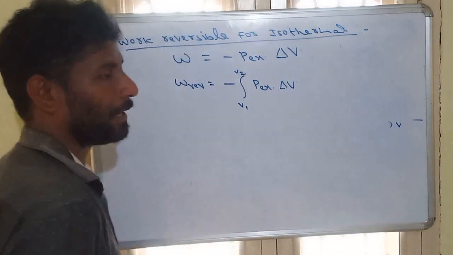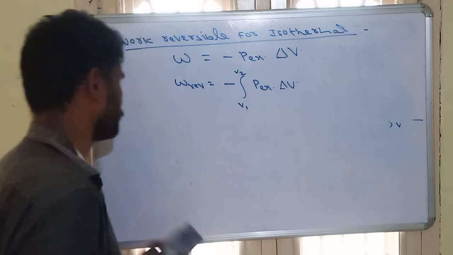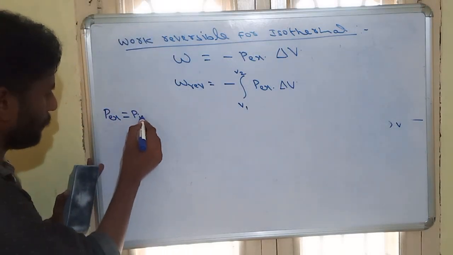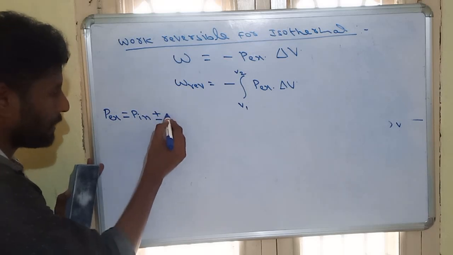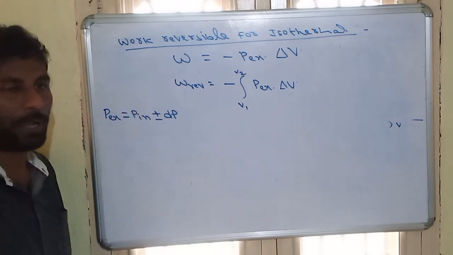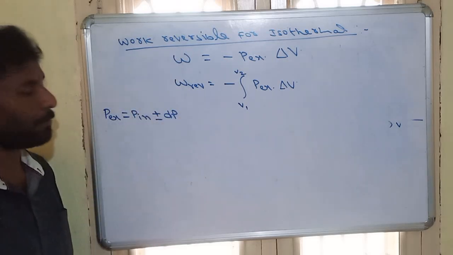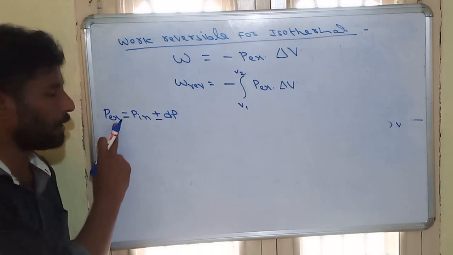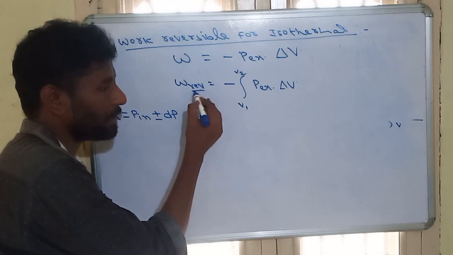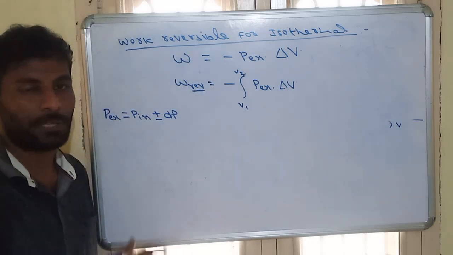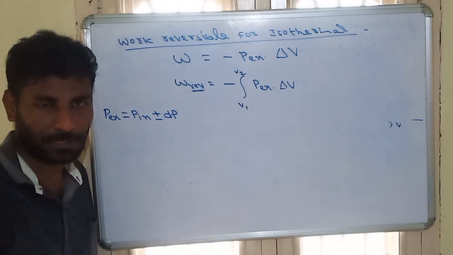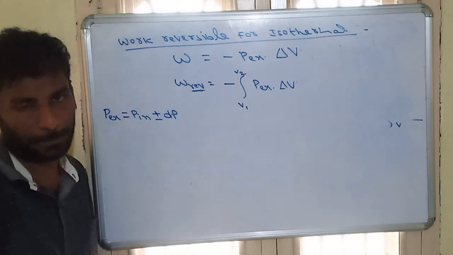Here Pex is the external pressure. External pressure is always equal to internal pressure plus or minus a change in pressure. It can be plus or minus, depending on expansion or compression. So the value of Pex is equal to Pin plus or minus dP when the process is reversible. In the last class I told you about the reversible process. A reversible process is a very slow process. The change is very small.